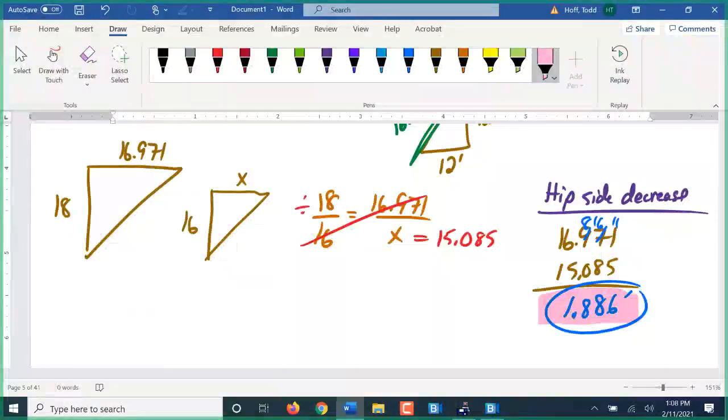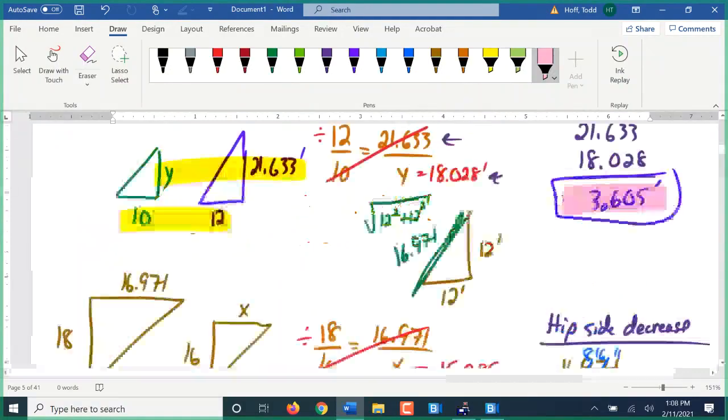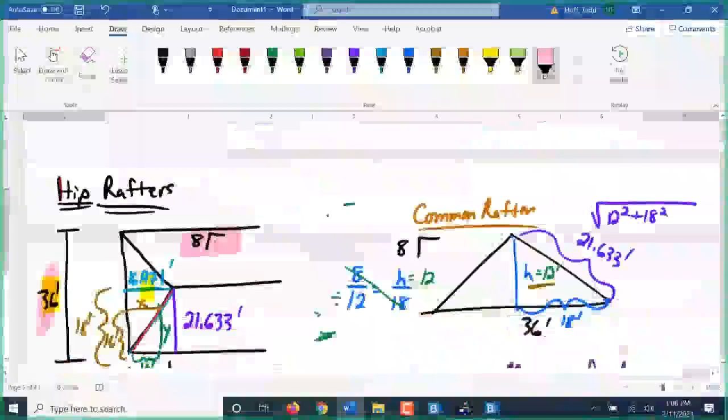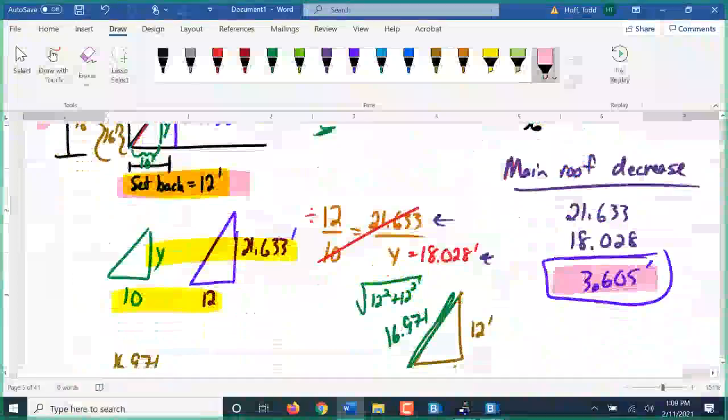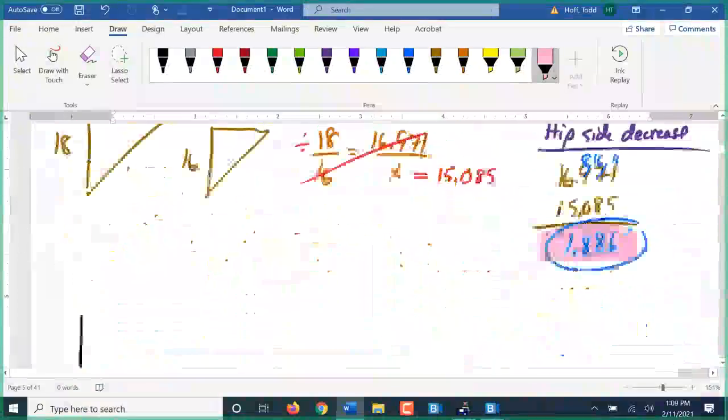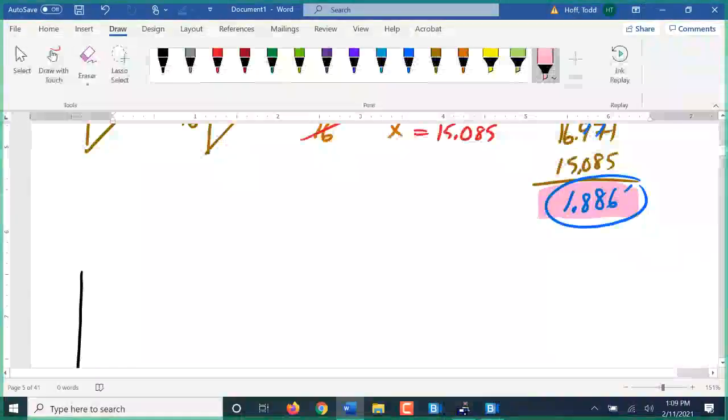On the quiz, with the hip or valley roofs, problems 1 and 3, they are conventional. They both have the same slope, so it's the same decrease. So there's only one answer for problems 1 and 3. Problems 2 and 4, well, number 2 is very similar to this one. It's a hip with different slopes, so there'll be 2 answers. And for number 4, it's a valley with different slopes, so there'll be 2 answers.